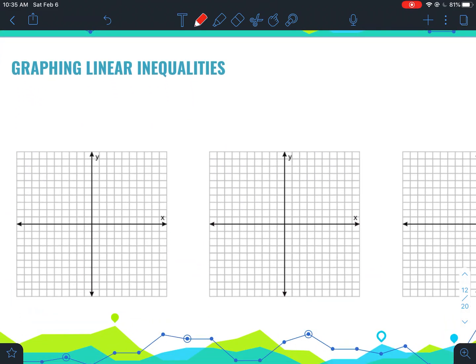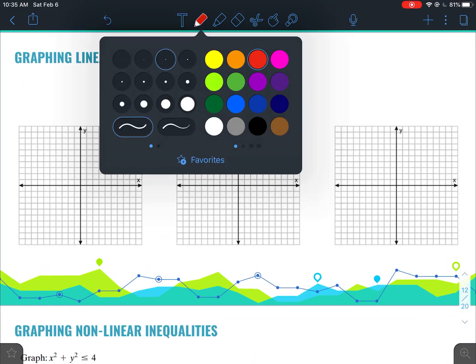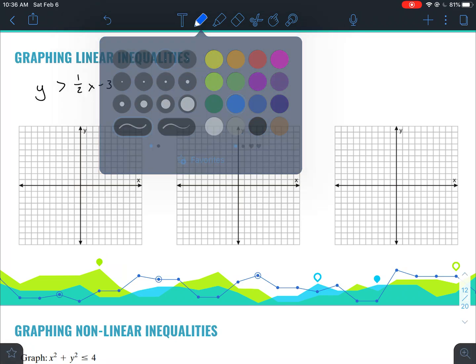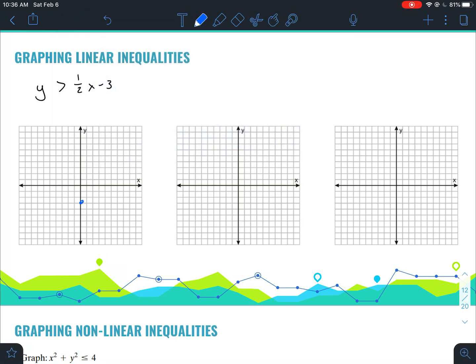All right, so how do we graph linear inequalities? Just to review, if we had something like y is greater than 1/2 x minus 3, first graph the boundary line. Negative 3 is the y-intercept, up 1/2. If it is a less than or greater than linear inequality, it's going to be a dashed or dotted line. If it's less than or equal to, greater than or equal to, it's going to be a solid line. Since this one is just greater than, we're going to make a dotted line.